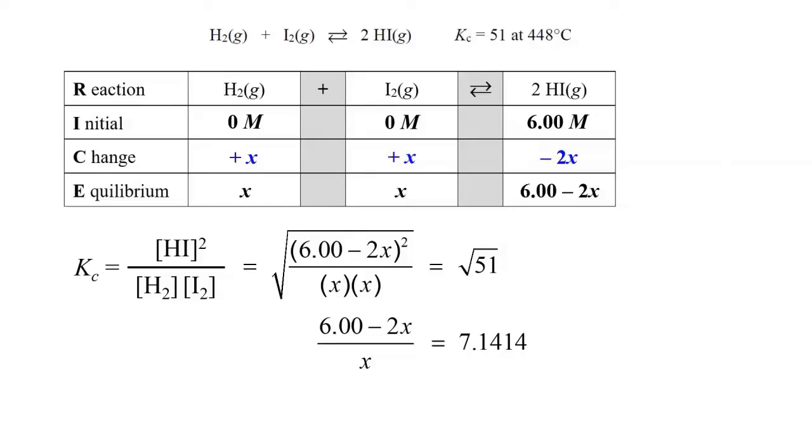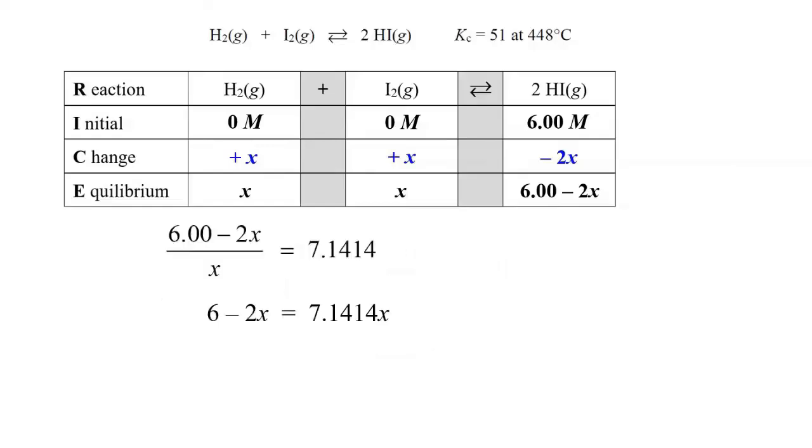I will multiply both sides by X. I will combine like terms. And then when I do that, I get X is equal to 6 divided by 9.1414. So when I solve for X, I discover that X is equal to 0.66.